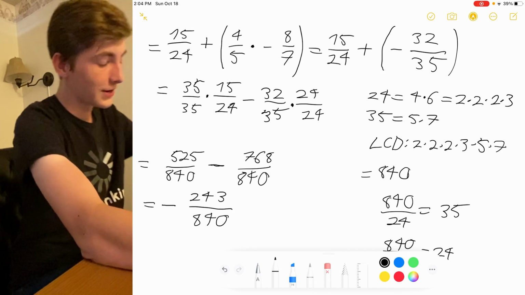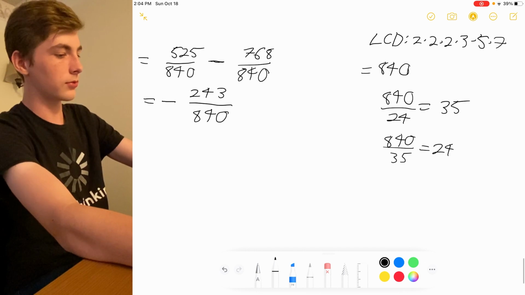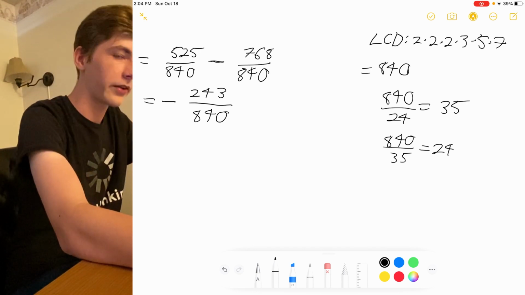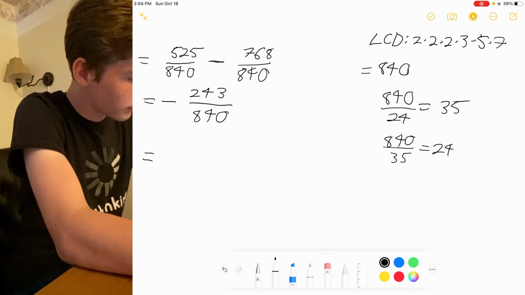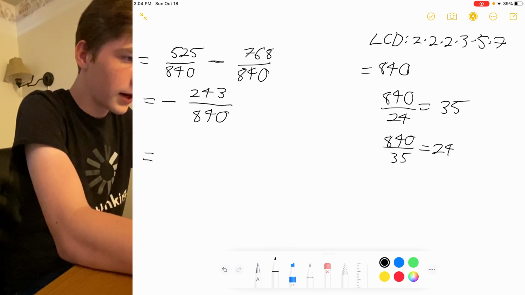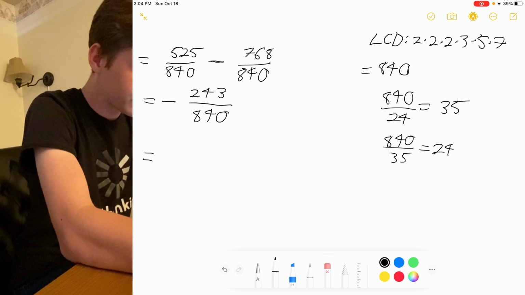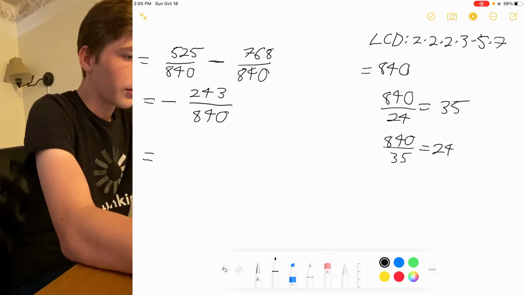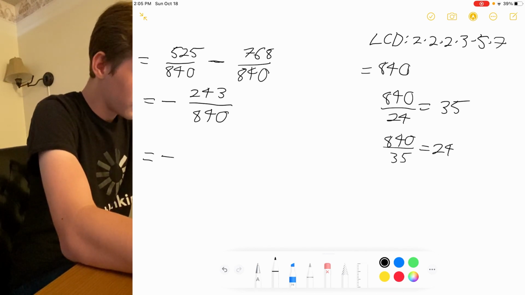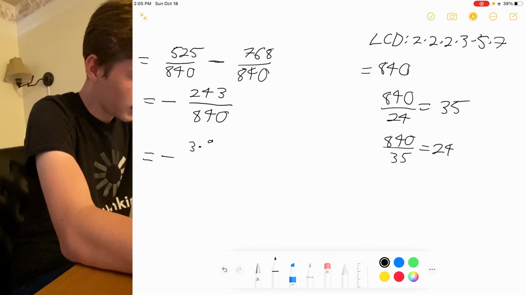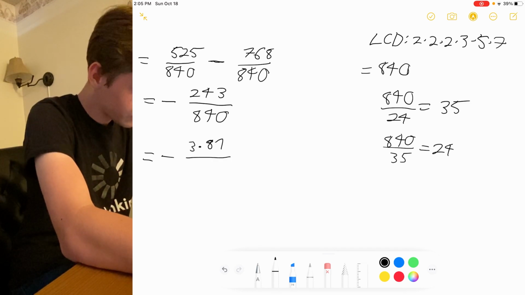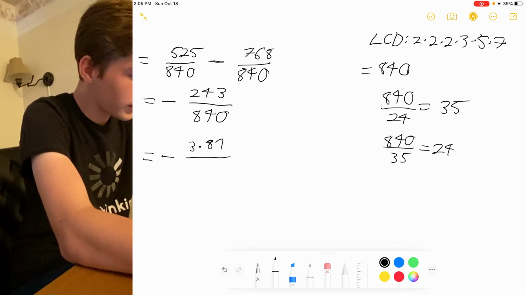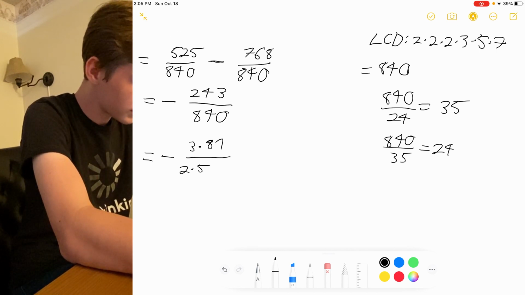Okay, now we're going to go even farther here. We're going to make sure that we have the simplified form of this fraction, right? And so I'm going to take 243, which is divisible by 3. We know that because 3 plus 4 is 7, and 7 plus 2 is 9. 9 is divisible by 3. So if we take 3 out of it, we're going to get negative 3 times 81 divided by, okay, 840 is divisible by 10, which is the same as 2 times 5 times 84.